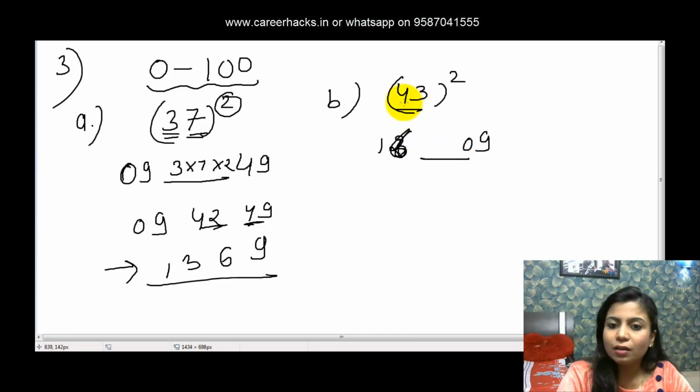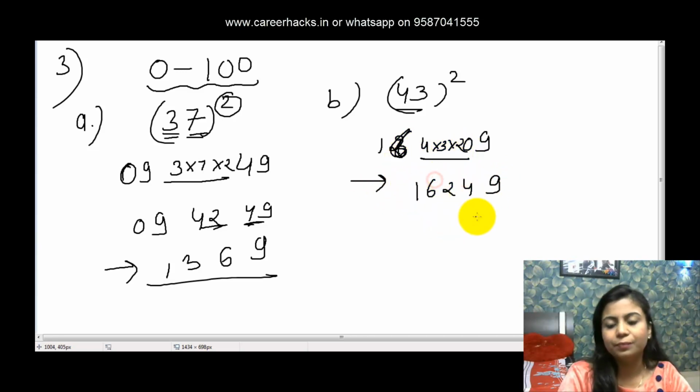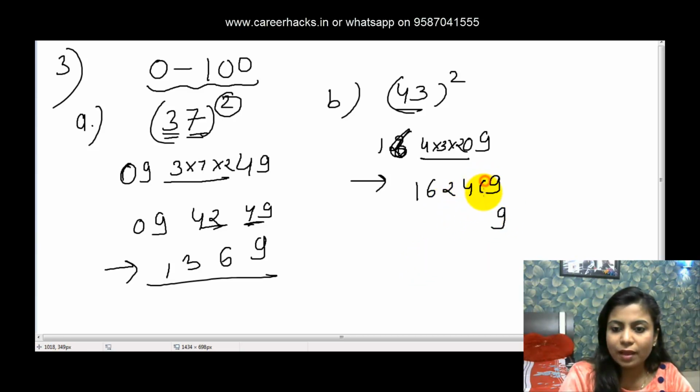Now again we will multiply all these three numbers. So 4 into 3 into 2. So 9, 4 3s are 12, 12 2s are 24, and here 16. Now this 9 will come as it is, and now 24 as a 0 is here.